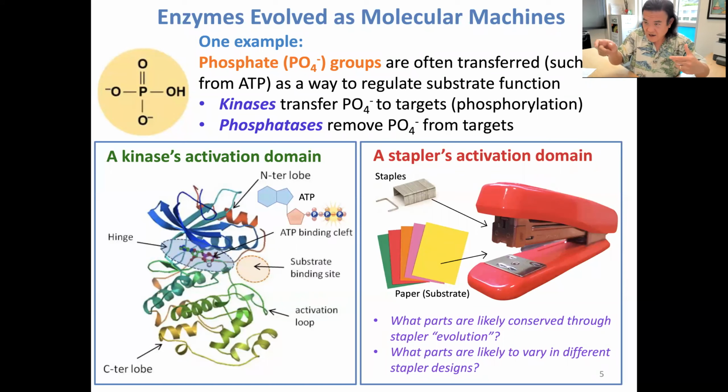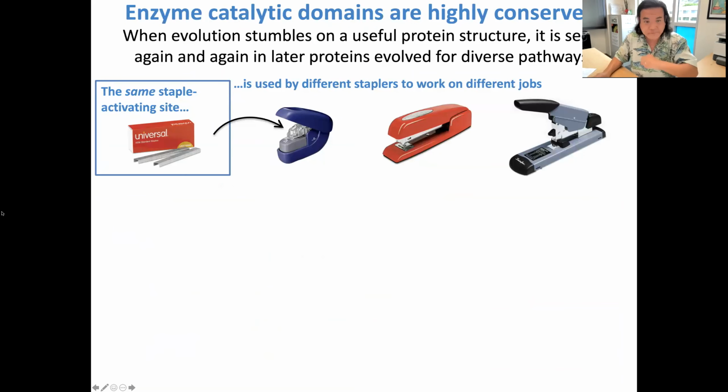And just as long as the actual kinase domain part stays the same, you could have variability in the rest of the protein. So think about it this way. Right? So enzyme catalytic domains are highly conserved because when evolution stumbles upon a useful protein structure, right, you see it again and again and again in the different proteins that sort of diversified from that. Different genes through evolution, right, that all started from that original gene, still keep the part that's most important, but then the other parts vary.